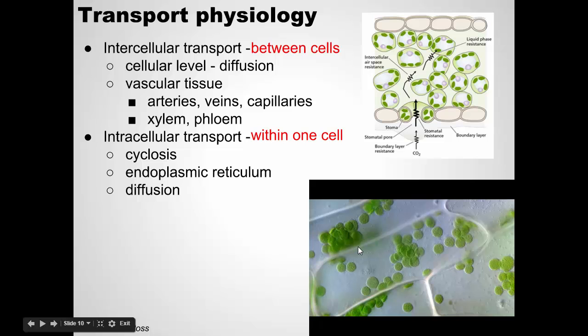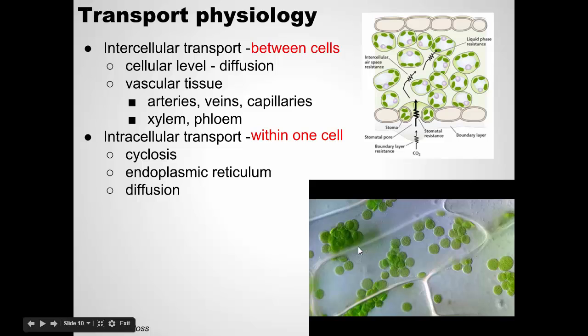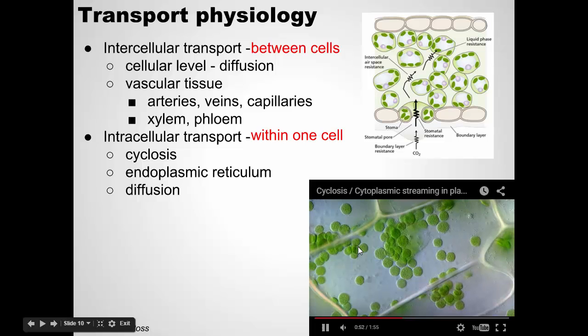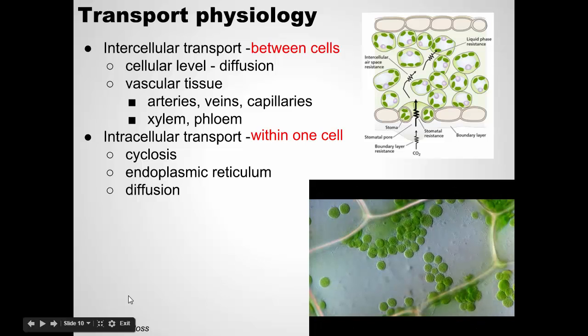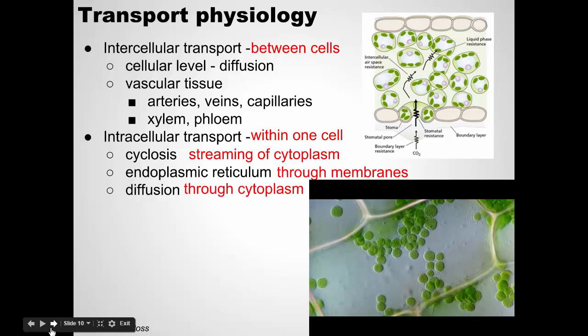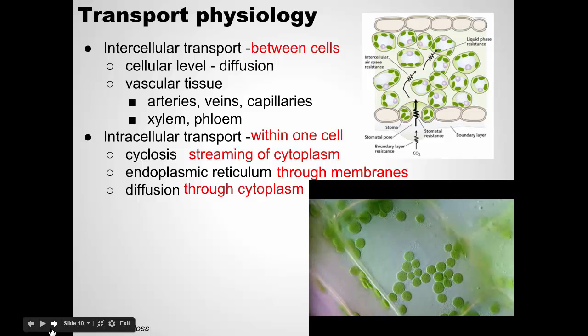Okay. Also within a cell, the ER can transport things through that system of membranes from one part of the cell to another. Molecules can diffuse in the cytoplasm from one area to another. So these are all ways of moving things within a single cell. So ER moves things through membranes. Diffusion just moves materials from a higher concentration to lower concentration in the cytoplasm.